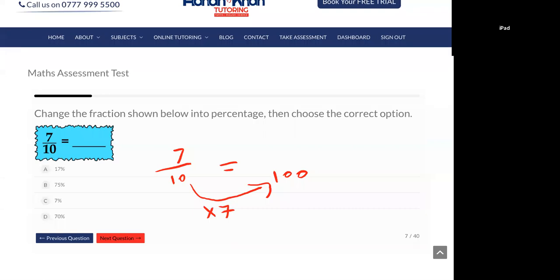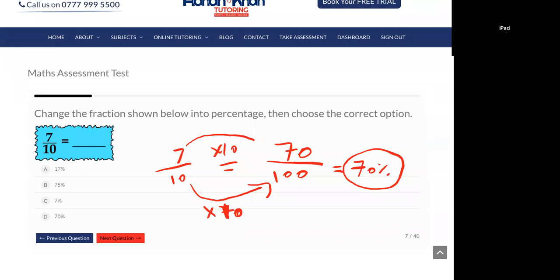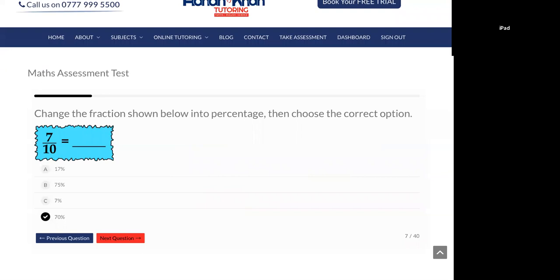So what we can do here is we can do exactly the same thing. So 10 times 10 is 100, so we can times the top by 10 as well, which will give us 70. And if it's 70 over 100, that means it's 70%. Okay, so 10 goes into 100 10 times, and we do exactly the same thing for the top number. We multiply by 10, and that will give us 70 over 100, which then equates to 70% out of 100%. So we're just going to go for option D in this case.